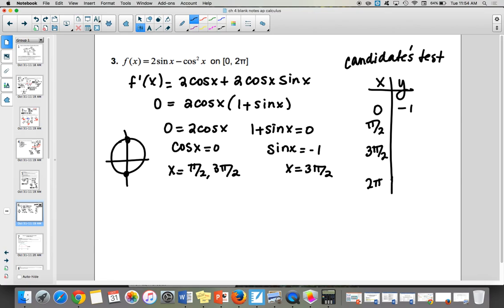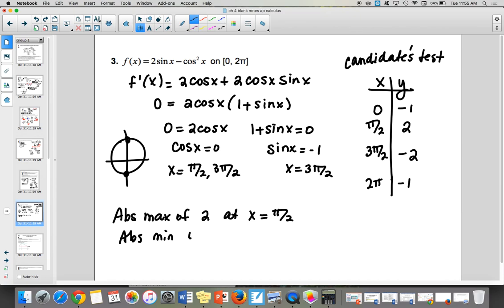Will I get the same thing for 2 pi? Uh-huh, because 0 and 2 pi are in the same location, right? How about pi over 2? Yeah, we get 2, because we get 2 times 1 and then minus 0, right? And 3 pi over 2? -2, yep. So we're going to have an absolute max of 2 at x equals pi over 2. And I'm going to have an absolute min of -2 at x equals 3 pi over 2. Okay, so does that section make sense? Do you guys get it? We're going to stop there.